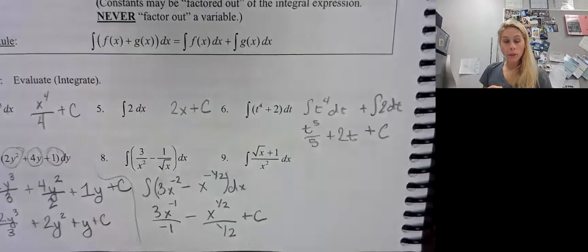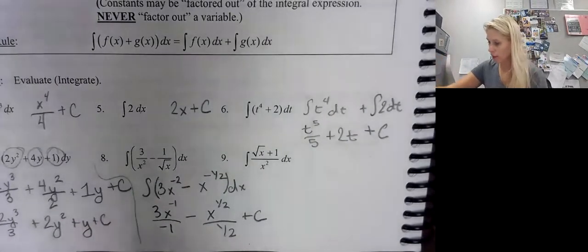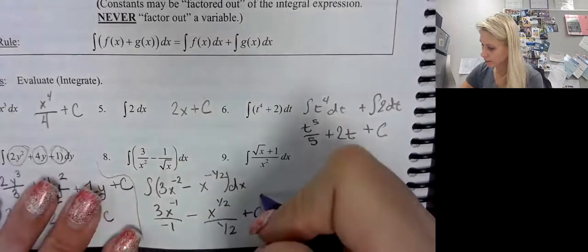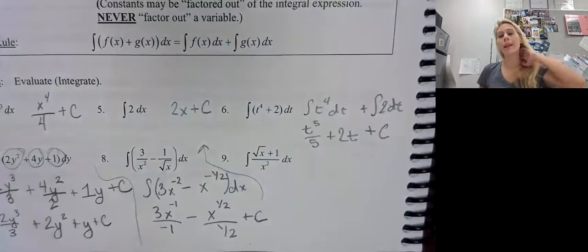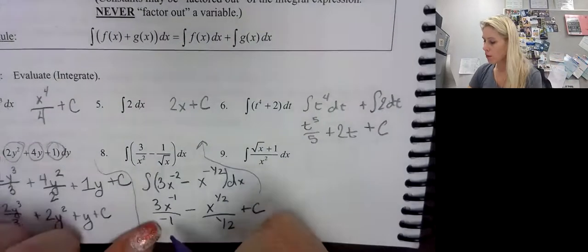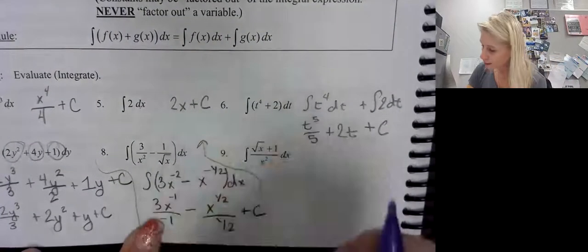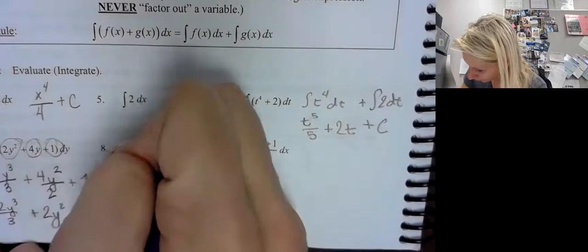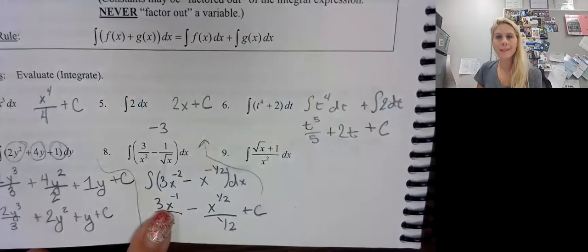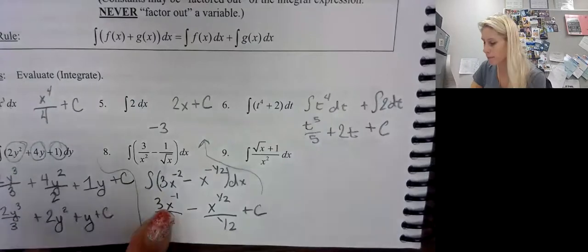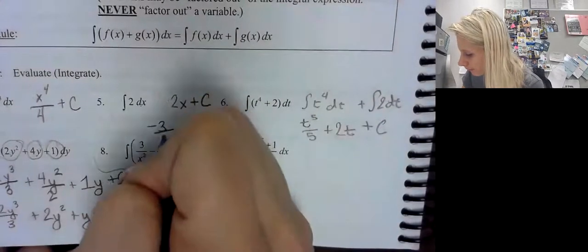I'm running out of room. He didn't put much room for us. So I'm going to make an arrow and put the answer right here, because I want to show you it in simplified form. This would just be negative 3, and I'm going to put that x to the negative 1 back into the denominator so we don't have negative exponents.